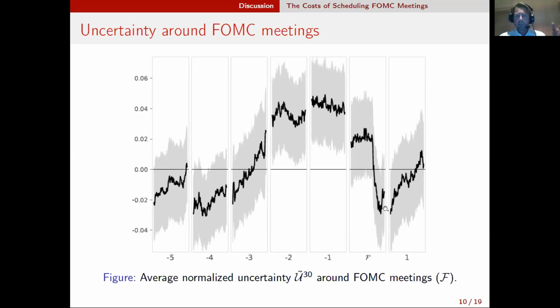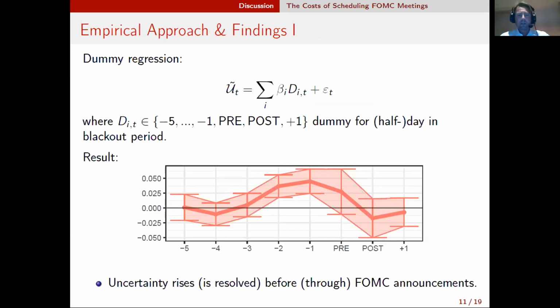So the FOMC announcement reduces or resolves uncertainty, but some of the uncertainty seems to be already resolved before the announcement. Yet what seems to be resolved is actually uncertainty that was, to some extent, artificially increased through the existence of an announcement. What do Heiner and co-authors add to this?